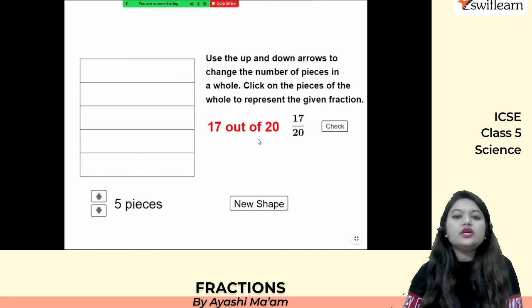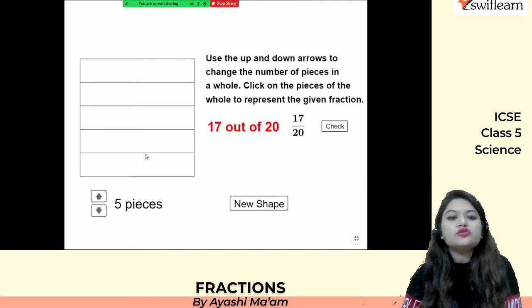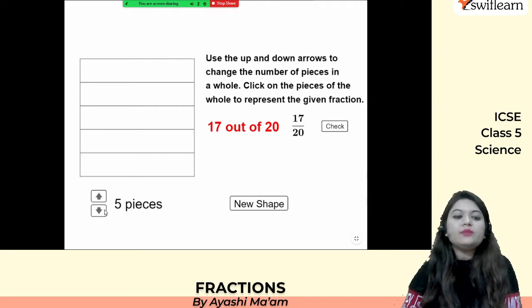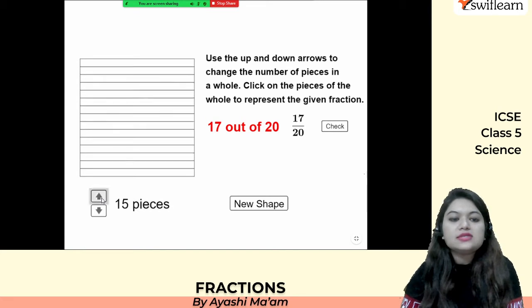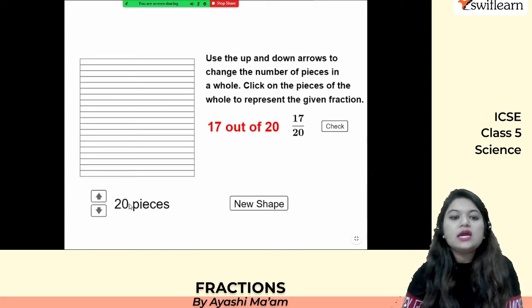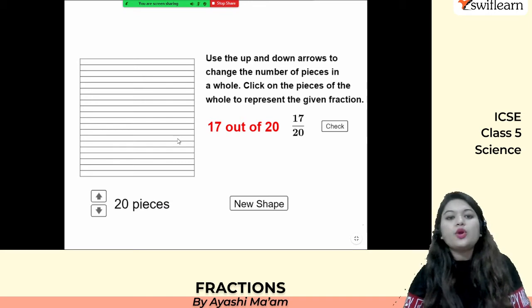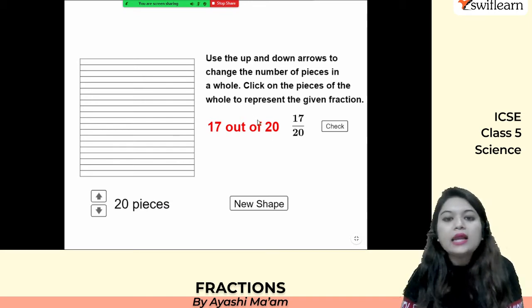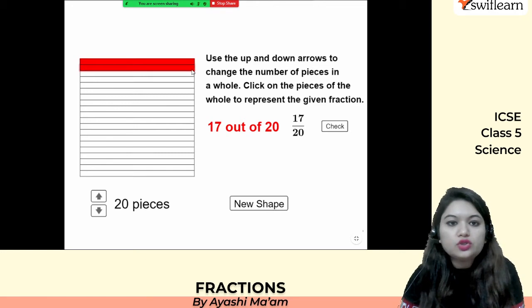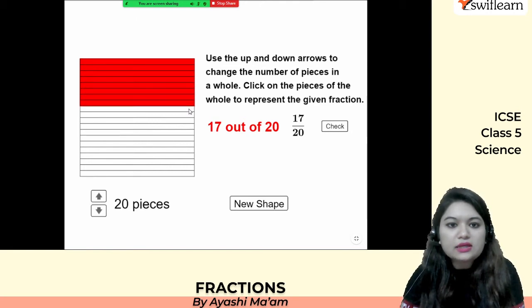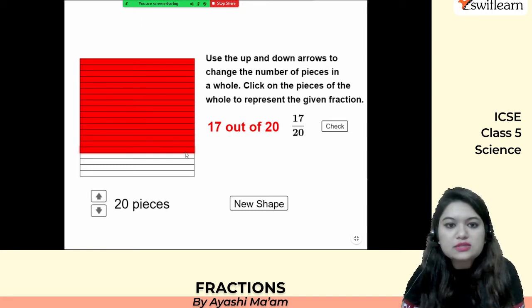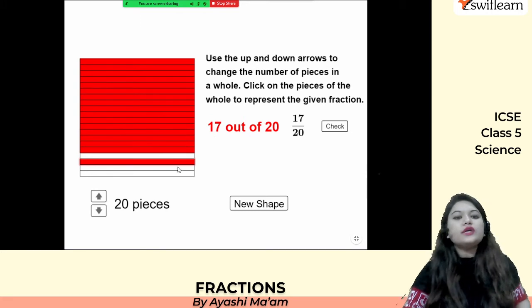Now, let's take a new shape and they are asking us to represent 17 out of 20. So what will you do? First, in the denominator you have 20, meaning let's make the total number of parts 20 at first. Okay, so as you can see, 20 pieces, so the total number of equal parts has become 20 now, and now we have to represent 17. So 1, 2, 3, sorry, 2, 3, 4, 5, 6, 7, 8, 9, 10, 11, 12, 13, 14, 15, 16, 17, right? So now you can see how many parts.